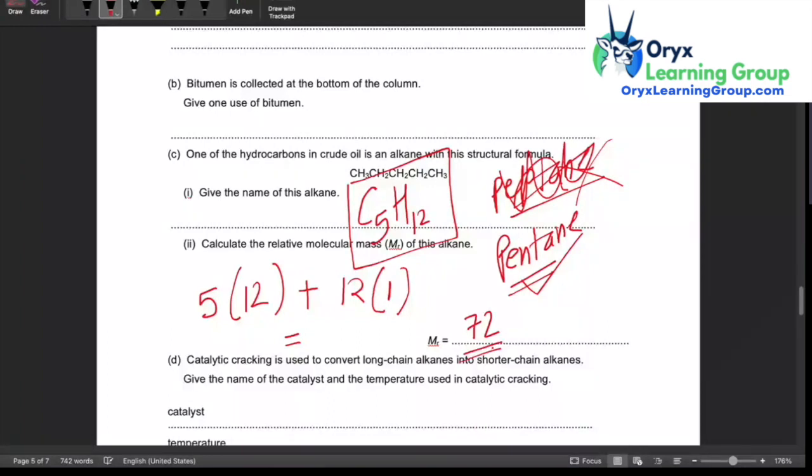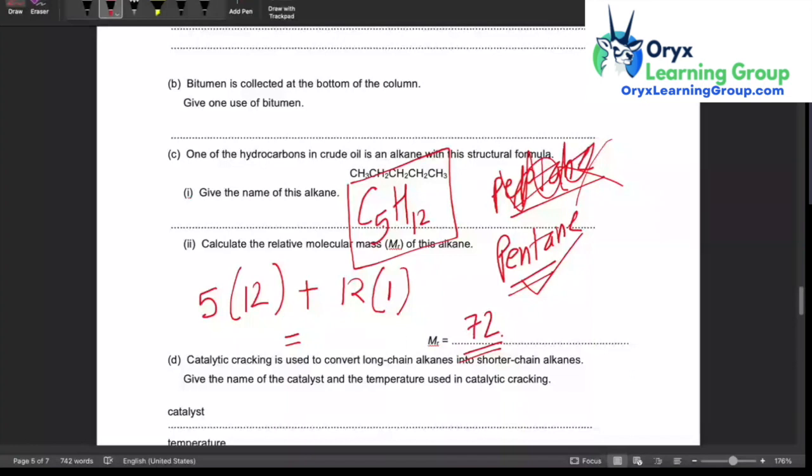Are you clear with this? Sarah, are you clear? Yes. Laura, are you clear? Yeah. Okay, so this can come in the exam. Make sure that you remember this. It will be C5H12, so 5 into the molecular mass of carbon, which is 12, plus 12 into the molecular mass of hydrogen, which is 1. Add up the numbers, you get 72.